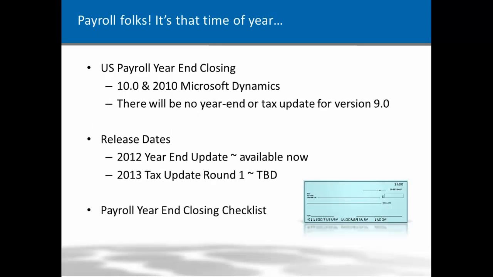So for our payroll customers, we need to do a payroll year-end closing. GP 10 and 2010 are both supported for right now. There is no year-end tax update for version 9. The release dates right now: the 2012 year-end tax update is available now for download. The 2013 tax update round 1 should be available soon. I just don't have a specific date on it yet. You can check CustomerSource though to find out when it's available. And then we'll look at the year-end closing checklist.